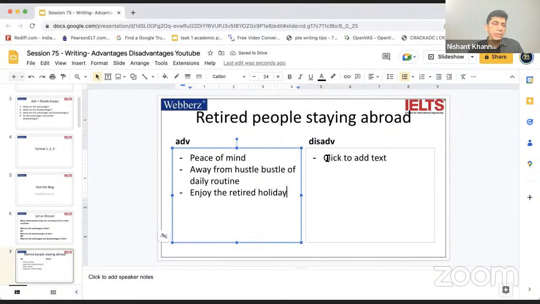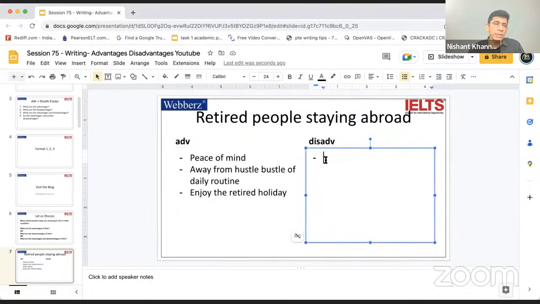What can be the disadvantage of this? The disadvantage can be a very major problem in case they have a health issue. In case they have a health issue, they're in a foreign country. It is very difficult. For example, if a white man comes to India and stays in India and he gets sick, there is nothing we can do because their immune system is totally different as compared to ours. They will go to the hospitals, they will be ruining their life. That will be a very major problem.